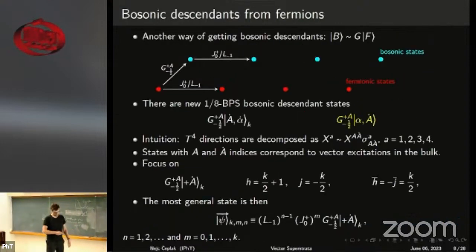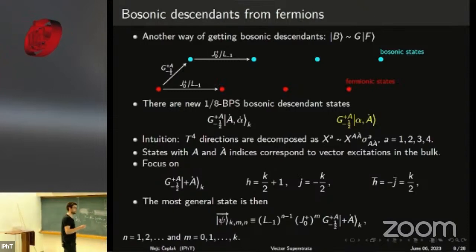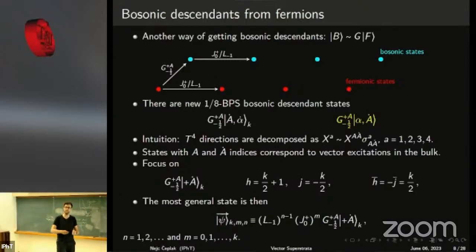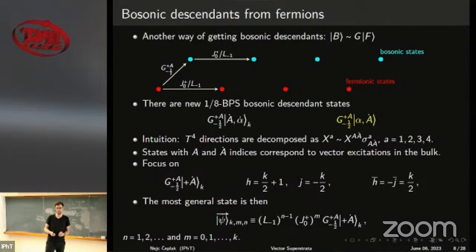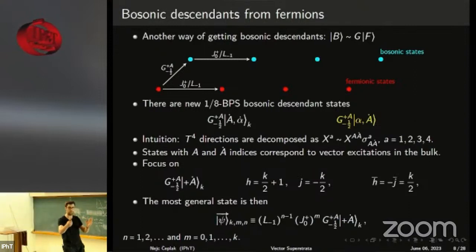Okay, what's the new thing? You can generate bosonic states by starting with fermionic states and then acting once with the supersymmetry generators. Remember, when you have supersymmetry, starting with a bosonic state and acting with a supersymmetry generator, you get the fermionic state. Acting another time, you get a bosonic state. And when you start with the fermionic anti-chiral primary, acting once, you get a whole new set of bosonic states in a multiplet.